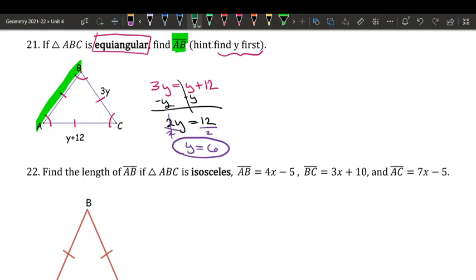Alright, so after I have that y is 6, I can plug it into either side. It doesn't matter which one I plug it into. I'll plug it in right here. So if this is 6 plus 12, then that's 18. So side AC is 18. So that means that side AB is 18. And side BC is 18. Because they're all the same. So to answer the question, segment AB equals 18.